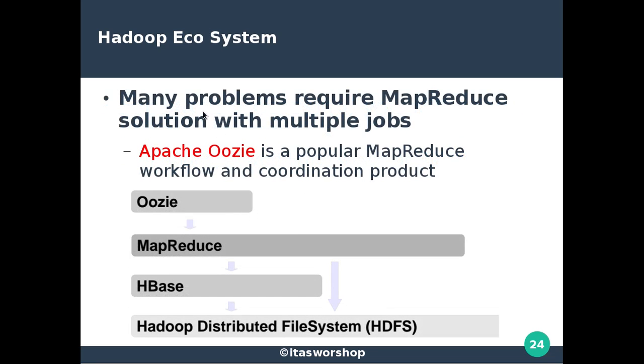After processing, there are some problems which require coordination, like one job's output should be supplied to another job. So Apache Oozie is a popular MapReduce workflow scheduler, which can be used for coordination. So after MapReduce, we are using Oozie.